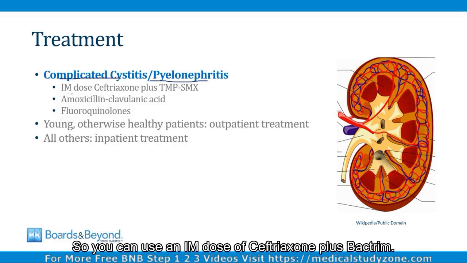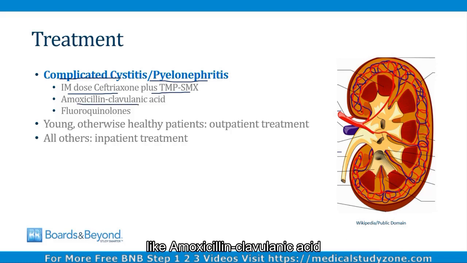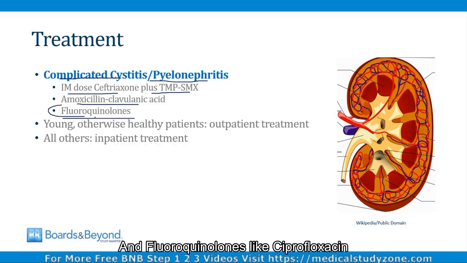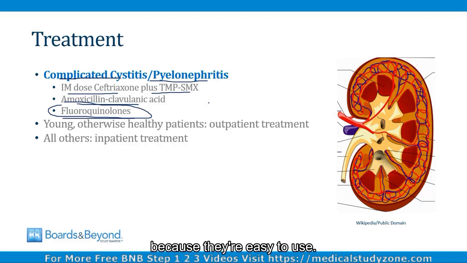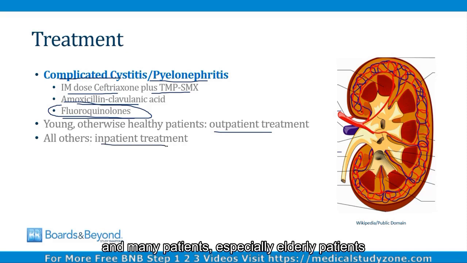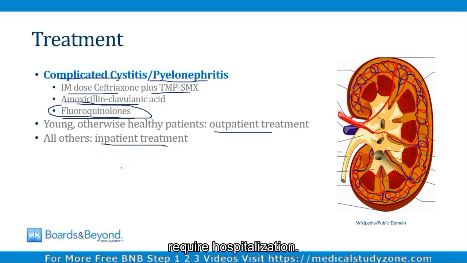So you can use an IM dose of ceftriaxone plus Bactrim. You can also use a broad-spectrum oral antibiotic like amoxicillin clavulanic acid, and you can also use fluoroquinolones. And fluoroquinolones like ciprofloxacin are popular for treating these forms of urinary infections because they're easy to use. In young, otherwise healthy patients, the treatment is usually outpatient, and for all others, it's inpatient. And many patients, especially elderly patients who develop these types of complicated urinary infections, require hospitalization.